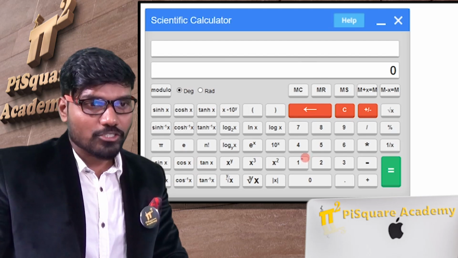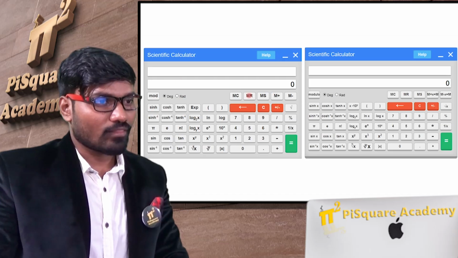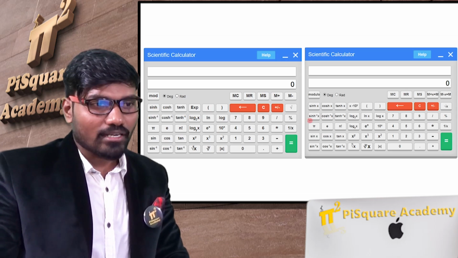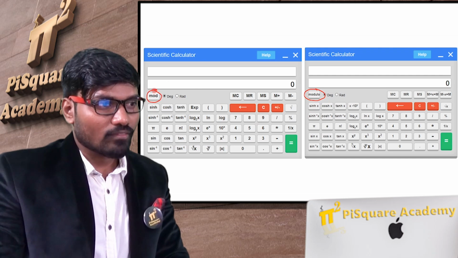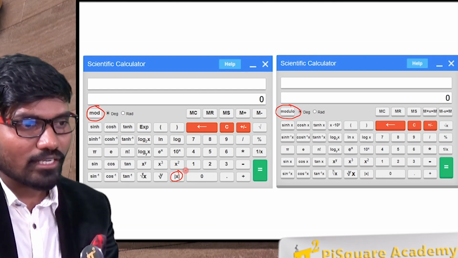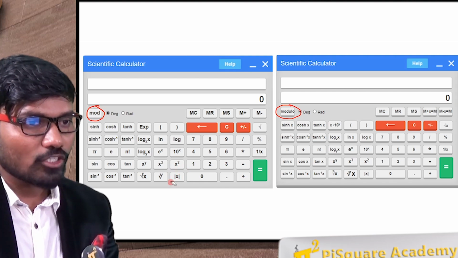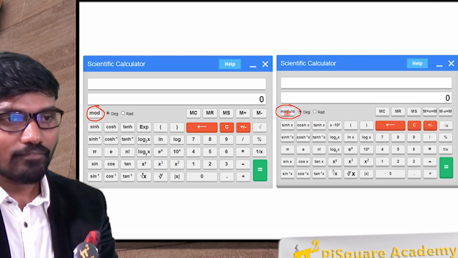This is the calculator I showed to you, but this is the calculator which will be provided to you. Both look similar except for these functions. Look at this, modulo. This is mod. Normally we get confused with this mod. That's why, instead of mod, I have written modulo. We modified it a bit.